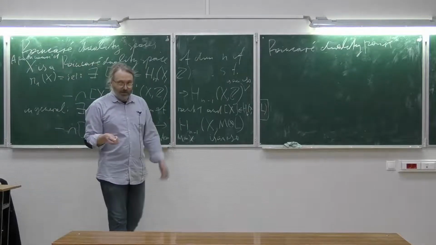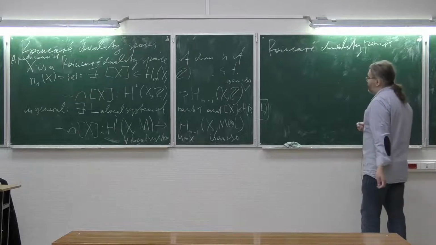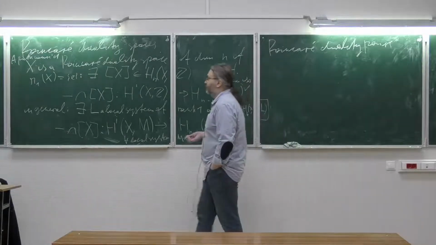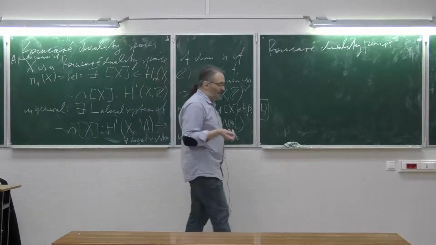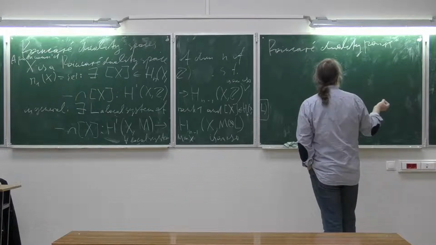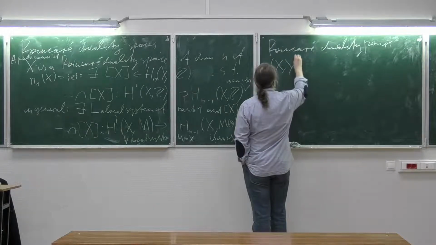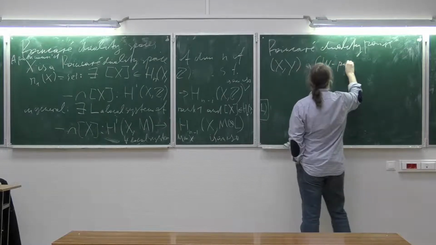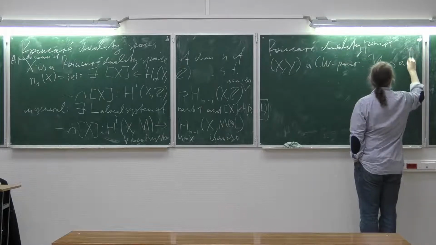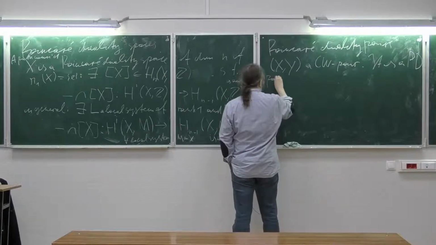Which is very similar to what happens for spaces. We just consider, we generalize the Poincare-Lefschetz duality to pairs. So suppose we have a CW pair, it's a Poincare duality pair.